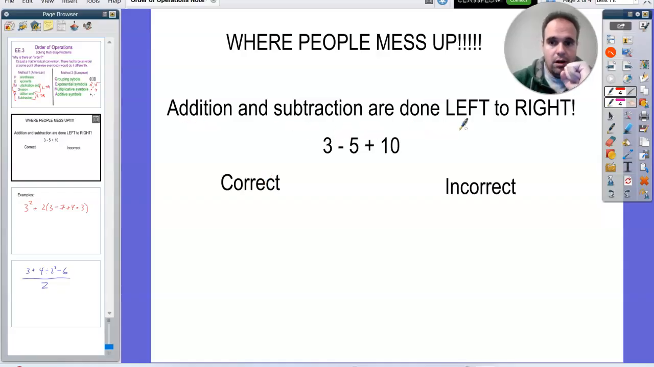Addition and subtraction are done left to right. Oh yeah, I forgot to say. If you need to pause at any time, go back to the first one, pause, catch up, get your notes down. Please do. You don't need to be with me. You can pause at your leisure.